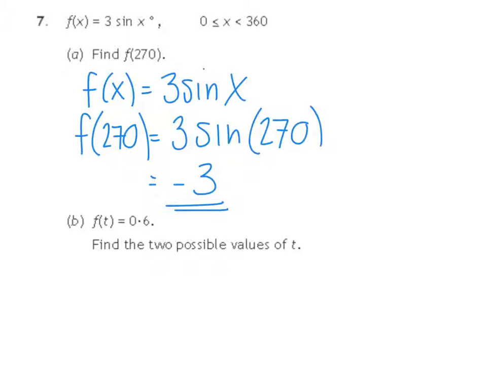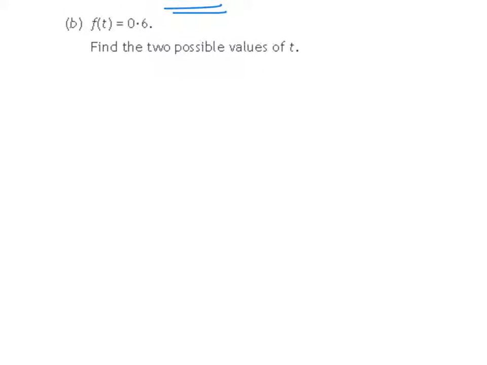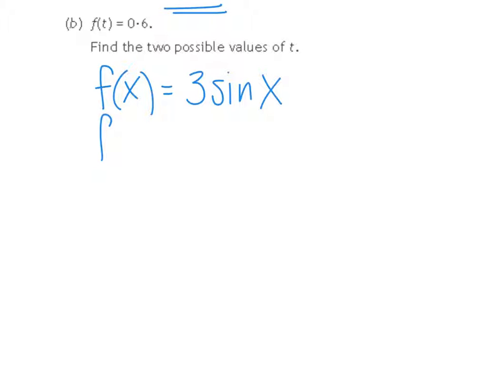Part B tells us that f of t equals 0.6, and it asks us to find 2 possible values of t. So first of all, the t replaces the x up here, so that's what we can do to begin with. We can rewrite it in terms of t. So I'll move this up. f of x, as we know, is 3 sin x. So what that means is that f of t is equal to 3 sin t.